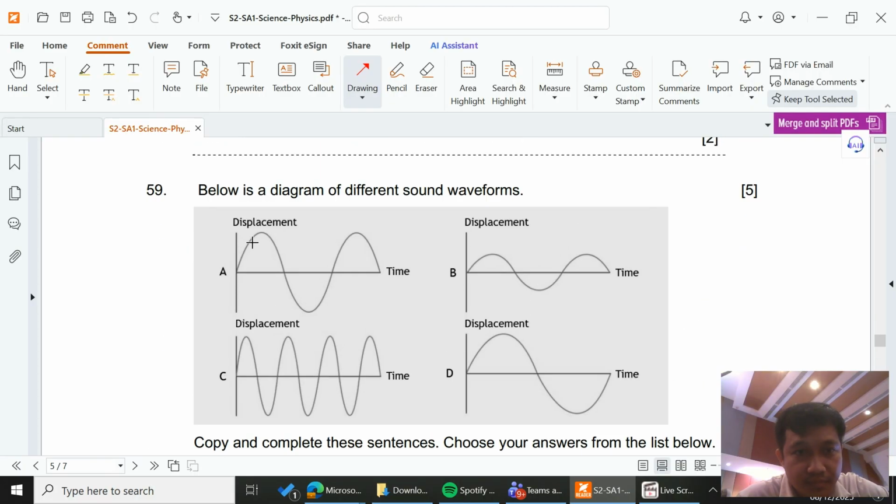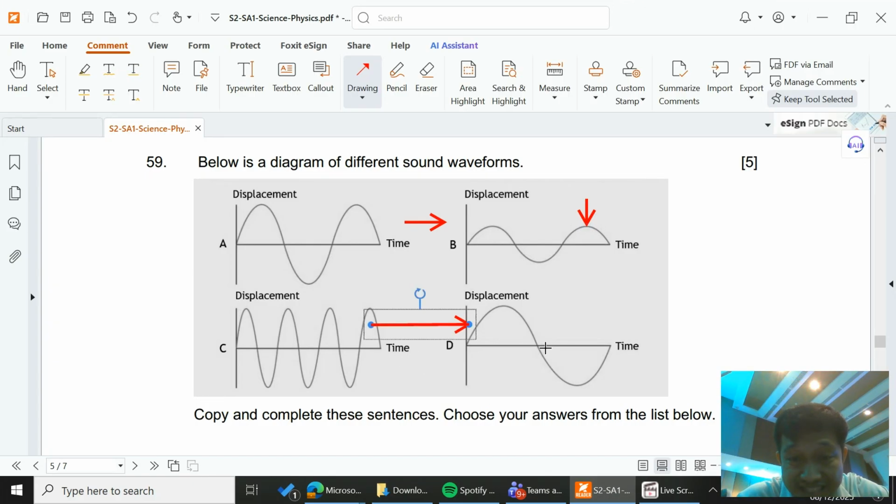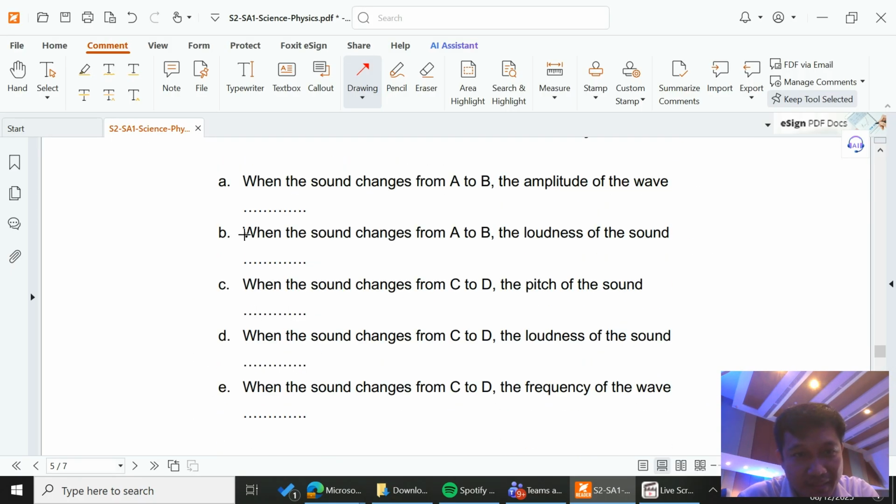Okay, next below in this diagram. You need to check from here to there. The dimension of the wave is decreasing, right? That means the volume, the loudness, is also decreasing. What about this? The vibration is more rapid. That means the frequency increases. So this will be decrease, decrease, decrease, stays the same, and decrease.